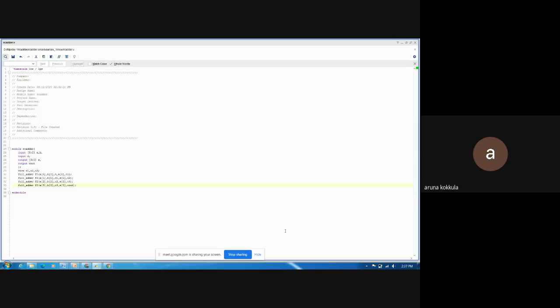So C1, C2, C3 are intermediate carries. The initial carry is C, and the expected output is C out. Other than that, I think the total logic is covered. Is it fine now, ma'am? Yes. So save the file.